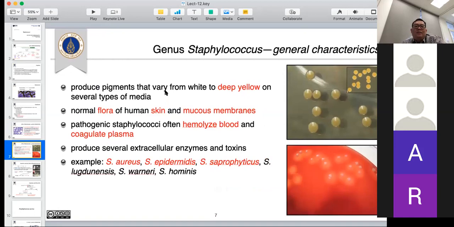The colony on TSA, tryptic soy agar, shows up, well, textbooks say deep yellow. Some textbooks say butter color, but yellow butter, not white butter. It is normal flora on human skin and mucous membrane, in your nose, in your throat, in the vagina also. That's where we can find staphylococcus.